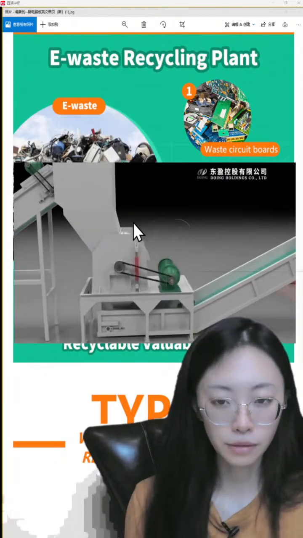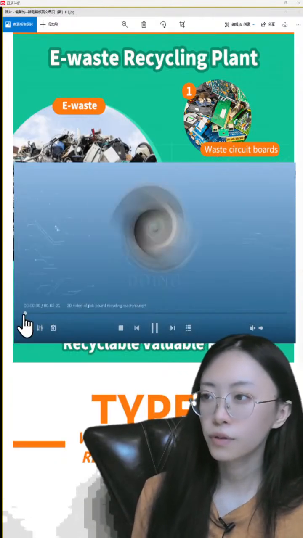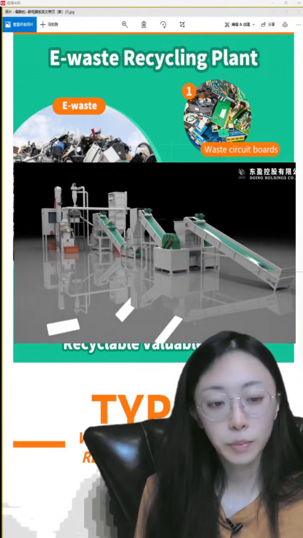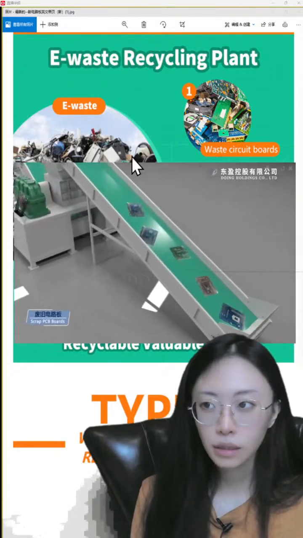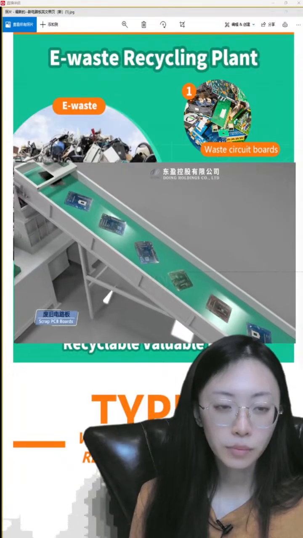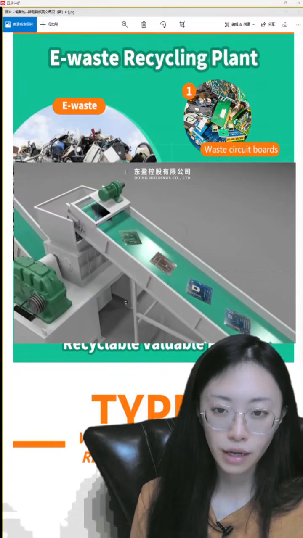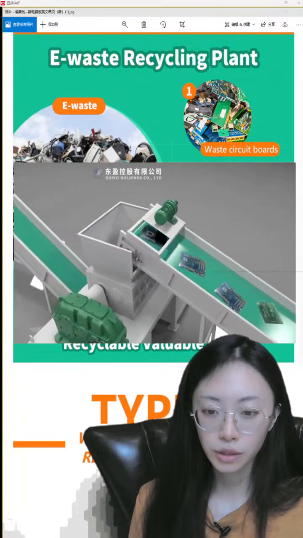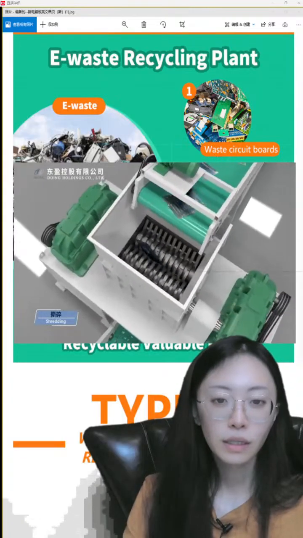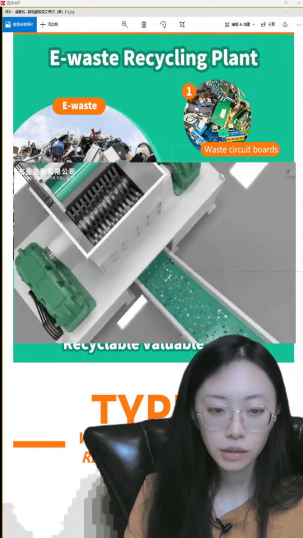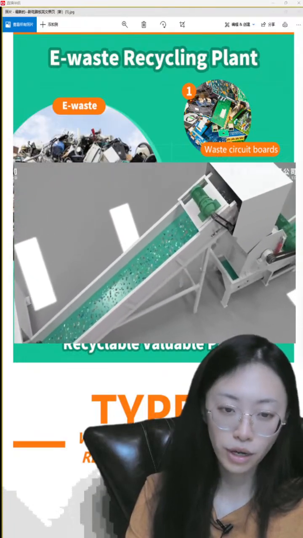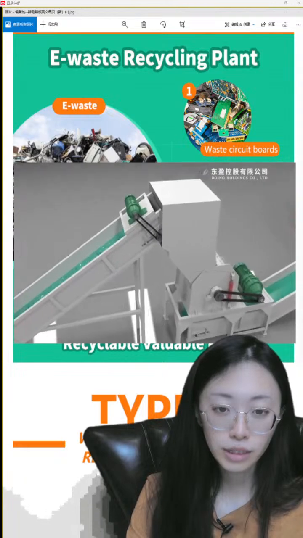And now let's see the 3D video first, starting from the very beginning. To separate this PCB board, this is a bare board where the components on the surface have been removed. We will use the dismantling machine to remove these components, and then they will transport the board into the shredder. This is a double shaft shredder to crush the particles into 2 to 3 centimeters.